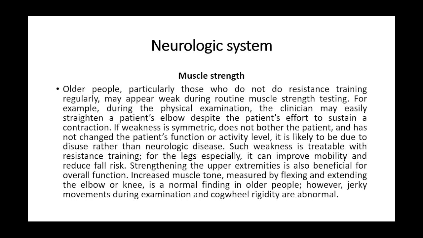Such weakness is treatable with resistance training. For the legs especially, it can improve mobility and reduce fall risk. Strengthening the upper extremities is also beneficial for overall function. Increased muscle tone, measured by flexing and extending the elbow or knee, is a normal finding in older people. However, jerky movements during examination and cogwheel rigidity are abnormal.